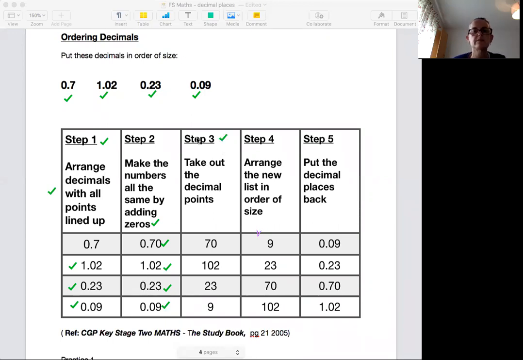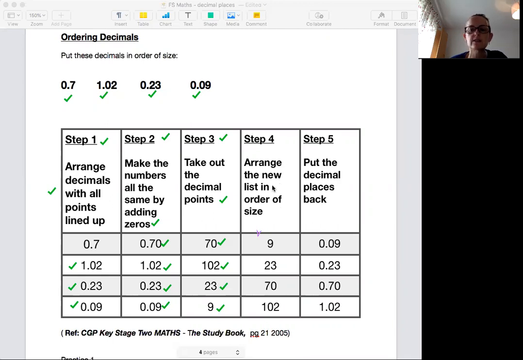Now, step 3, take out the decimal points. Wow, scary, right? Keep going with it. So then we've got 0.70 turns into 70, 1.02 turns into 102, 0.23 turns into 23, and 0.09 turns into 9. So we're 3 steps in out of 5. How are we feeling? Right, let's go to the next bit.